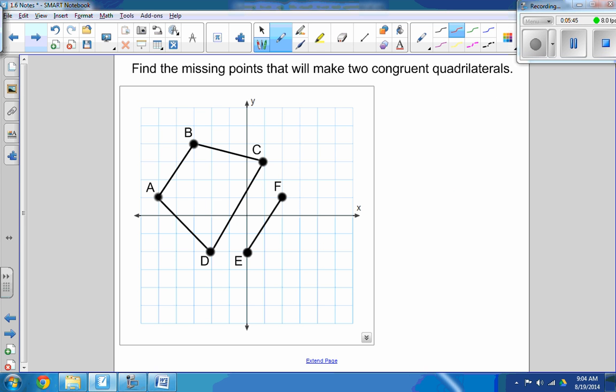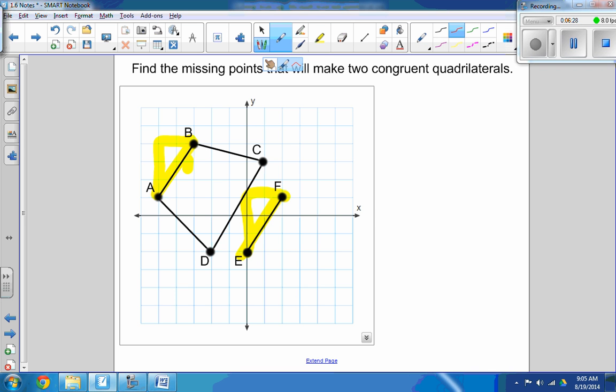So let's look at this. Find the missing points that will make two congruent quadrilaterals. We've got this first quadrilateral, ABCD, and we're trying to find the points that will make EFGH also a congruent quadrilateral. So I'm going to follow the same pattern. EF looks very similar to AB. Not only does it look similar, it is the same length. Going from A to B, we go up 3 over 2. Well, E to F, up 3 over 2. So I'm going to follow that same pattern.